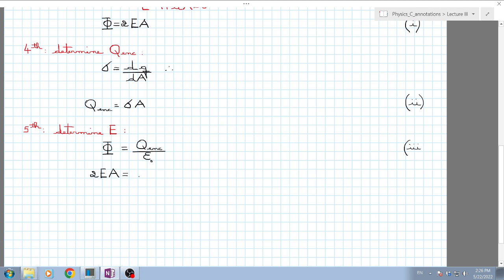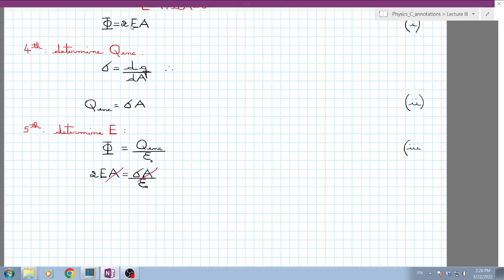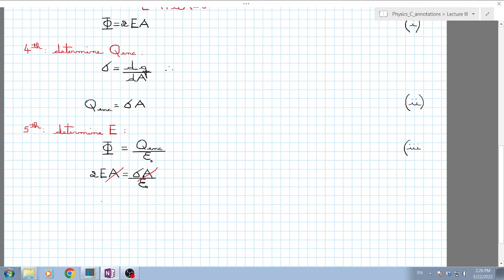This is going to give me 2 E A equals sigma A, everything divided by epsilon 0. So the two areas cancel out, and this finally gives me one expression for the electric field for the infinite plane, which is going to be sigma over 2 epsilon 0. And what is the significance of that?